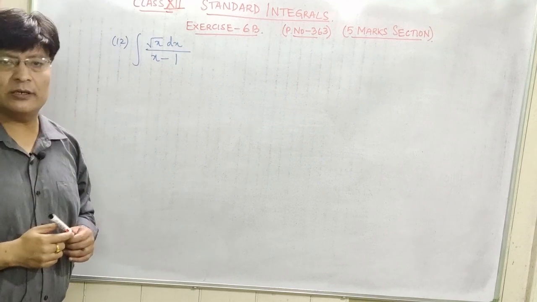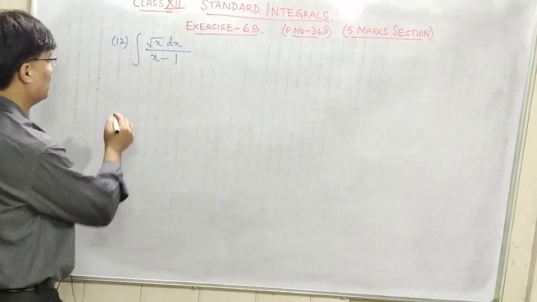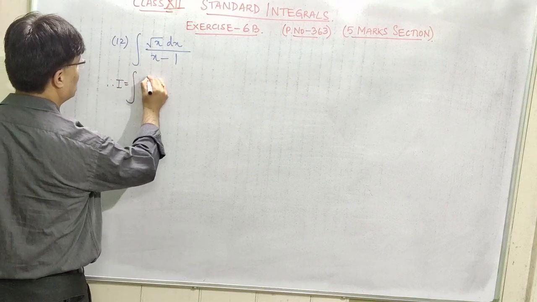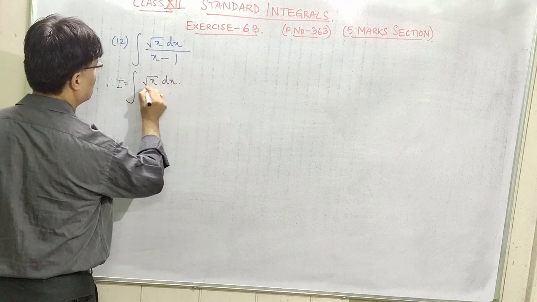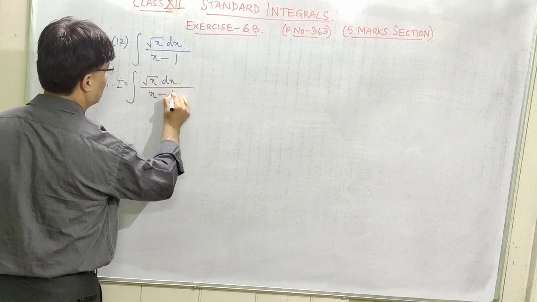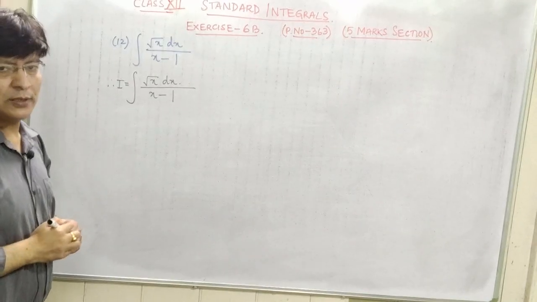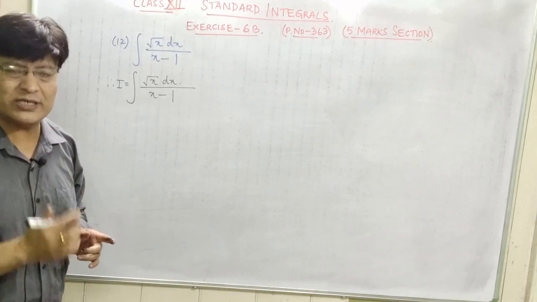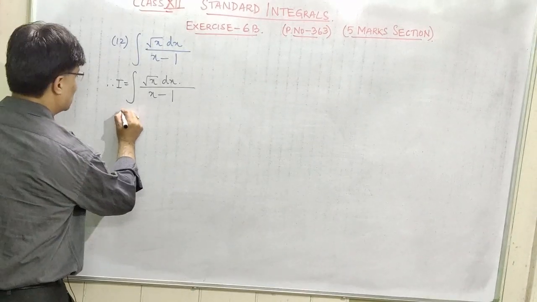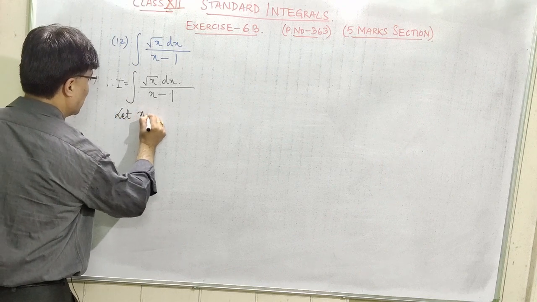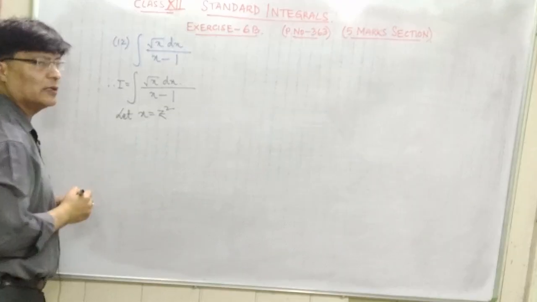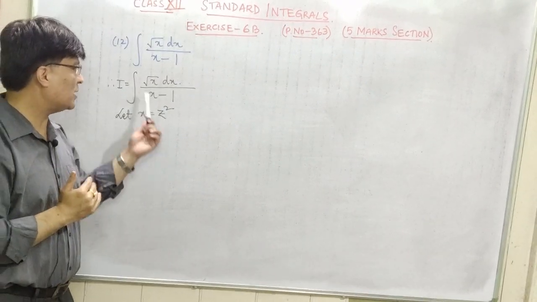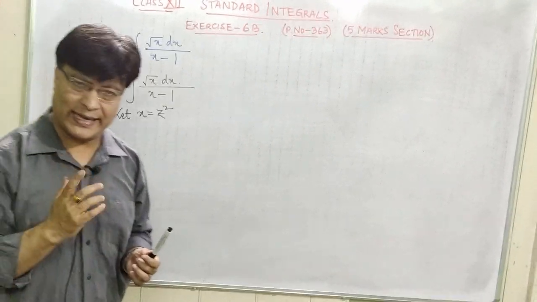So we can assume here x is equal to z square. Okay. So before that, let us write I is equal to integration of root over x dx divided by x minus 1. So what is the method in this case? You have to remove the square root from x, which is in the numerator. So let us put here, let x is equal to z square. So we are doing the method of substitution, that is we are putting x is equal to z square in order to remove the square root from x.